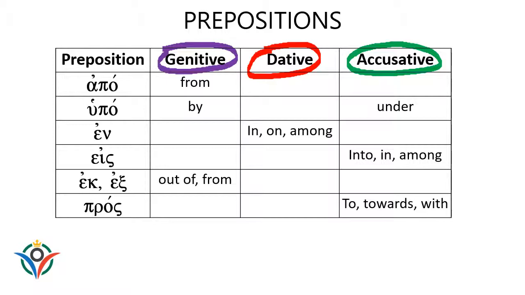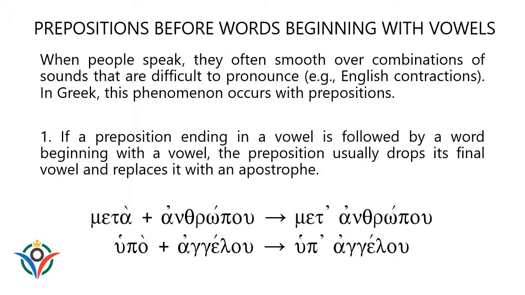Huper, as we saw previously, requires its object to be in the genitive case. And I'm not going to go through all the meanings now, but just want to show you what cases their objects are in. Huper is in the genitive or in the accusative. En, its object is in the dative case. Eis, its object needs to be in the accusative case. Ek or ex, its object is in the genitive case. And then finally pros, its object is in the accusative case. Right, so every time we learn our new vocabulary, I will indicate to you which case the object needs to be in.